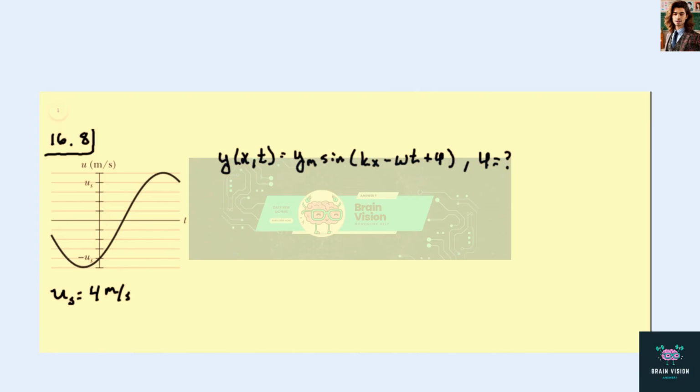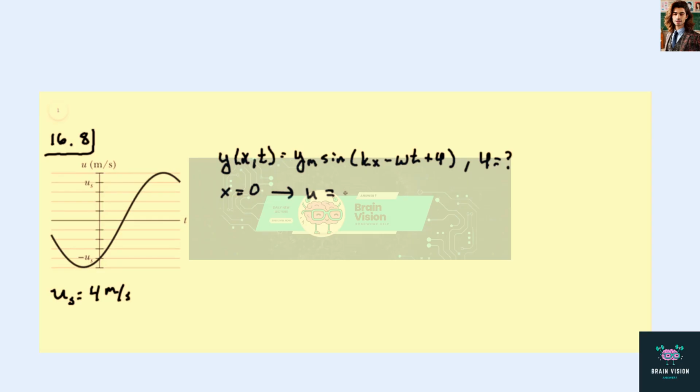16.8. So we have a plot of the transverse velocity versus time at x equals 0 on a string. That obviously has a wave going on it. The scale of this is set by 4 meters per second. Now this is the generic form that the wave has, and so we want to figure out what this phase phi is. And it warns us about potential issues with inverse trig functions on calculators. So we're going to have to be a little bit careful of that.